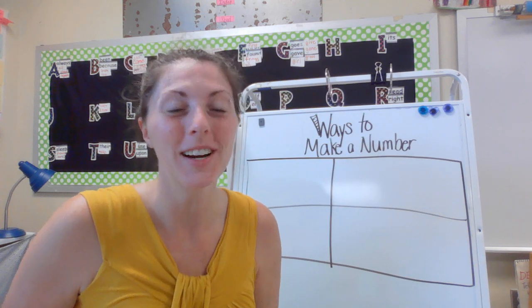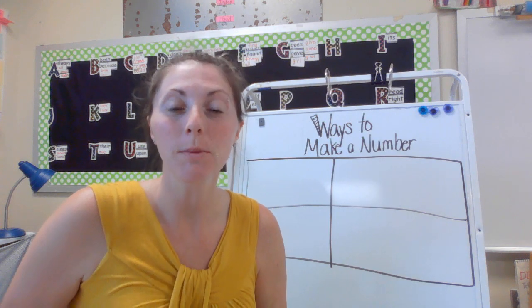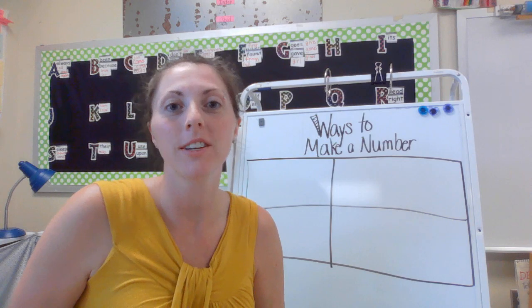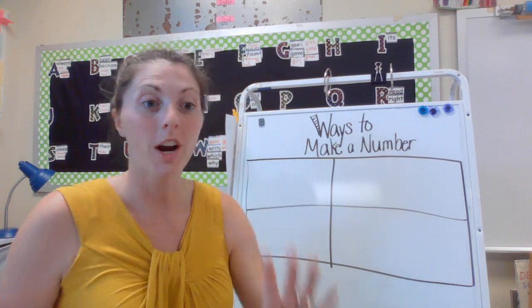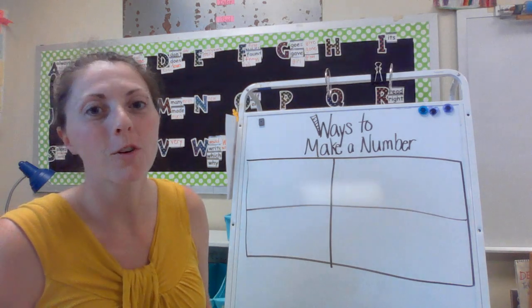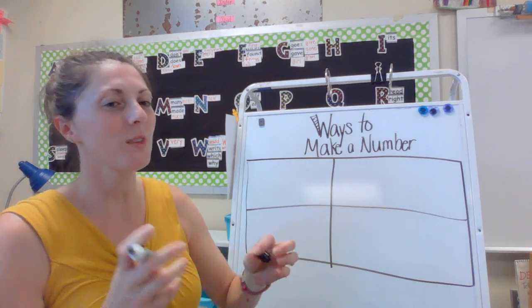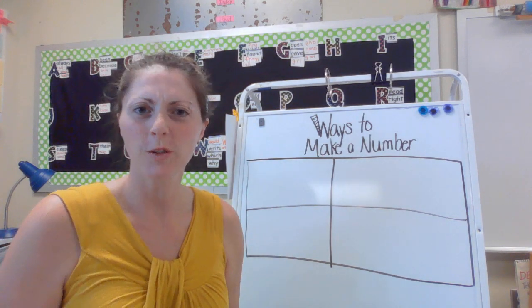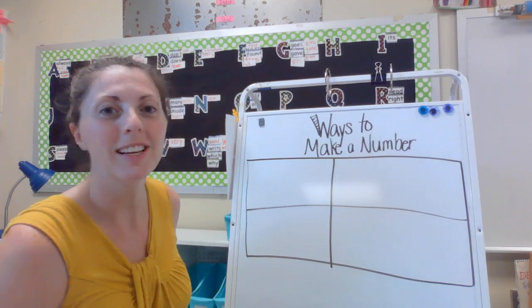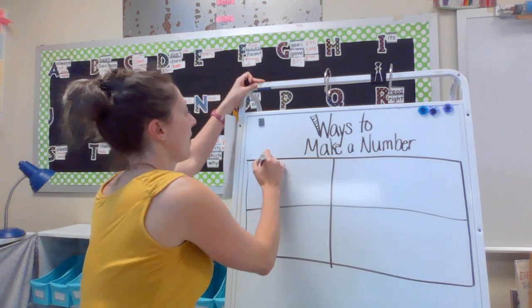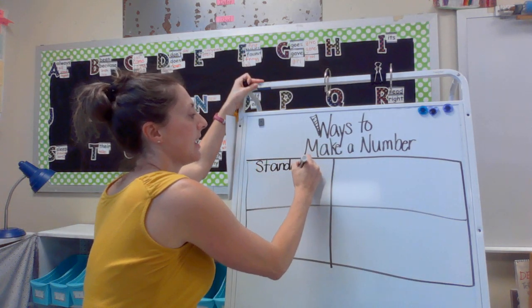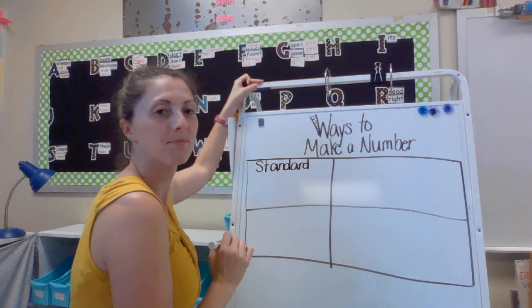Today, we're going to be talking about the four different forms of a number. There are four. You'll see behind me that I have a chart ready to go. All right. What are these four different ways we can show a number? The first one is standard form. Standard form is the way you usually see numbers written.